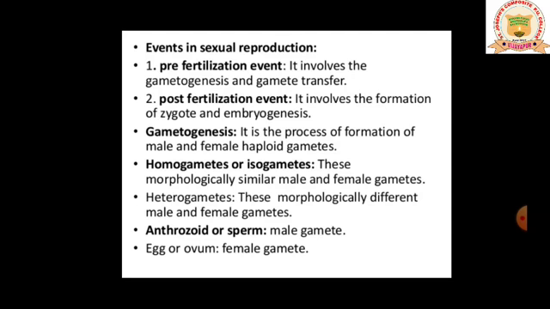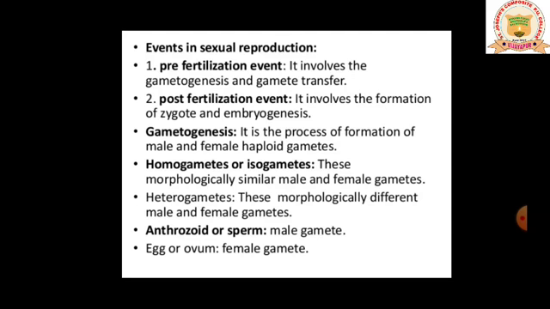The next type of gamete is heterogametes. These gametes are morphologically different. Easily you can identify which is male and which is female. The female will be large in size and will not move, and the male will be smaller in size and motile. In the sense that structurally, externally, the male and female differ. Such gametes, which are morphologically different, we call heterogametes.